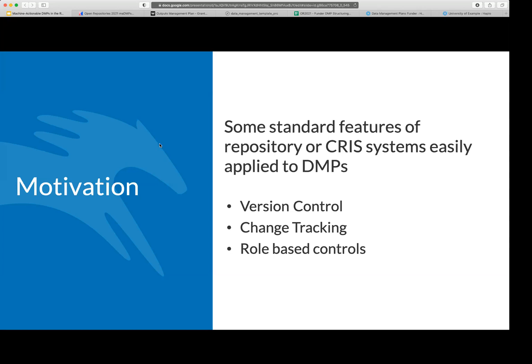And finally, role-based controls. Enforcing policy or hierarchy within the institution becomes simple with a modern repository or CRIS system. So for example, it might be that any researcher on a project is permitted to contribute towards the initial draft of a DMP. Then once it's been completed, perhaps only a data steward, say for the faculty or the institution as a whole, would be permitted to make changes and then potentially mint a DMP ID from it with DataCite.